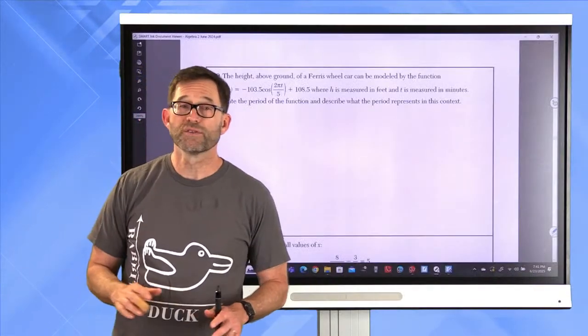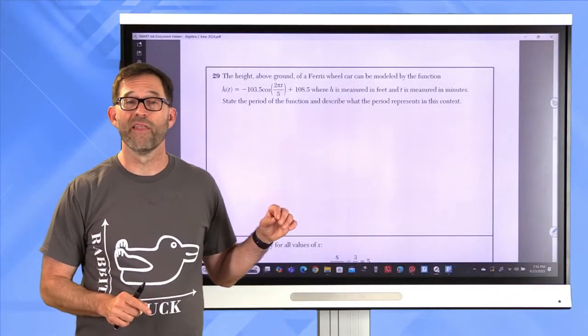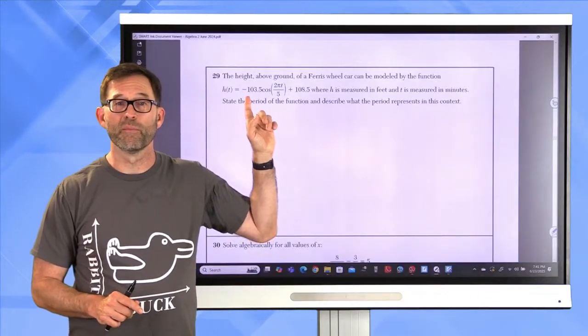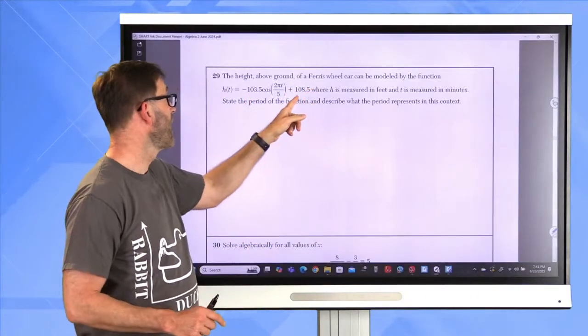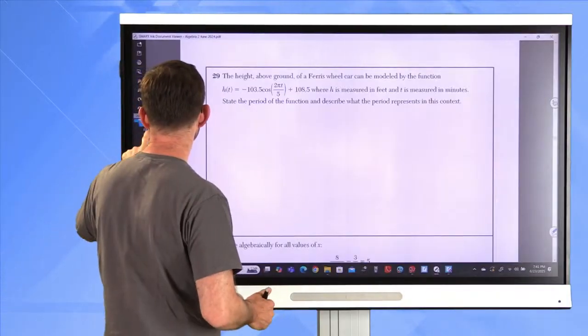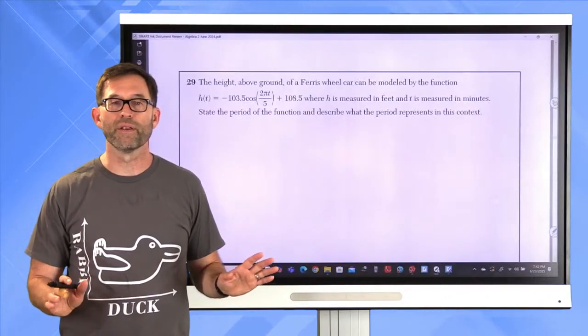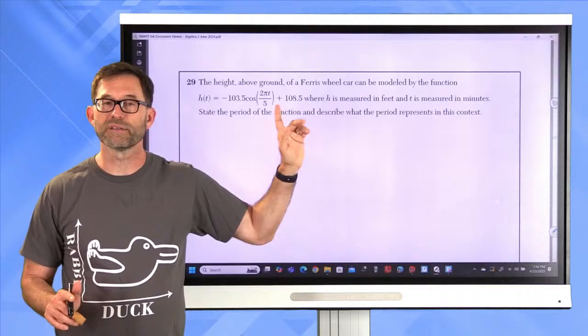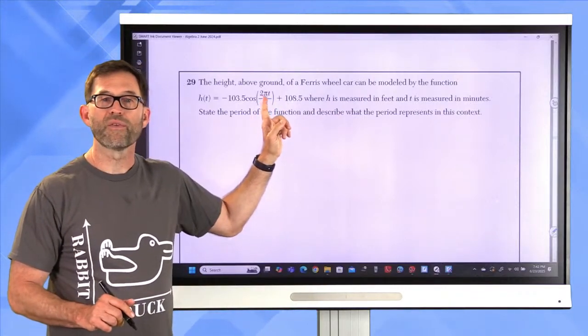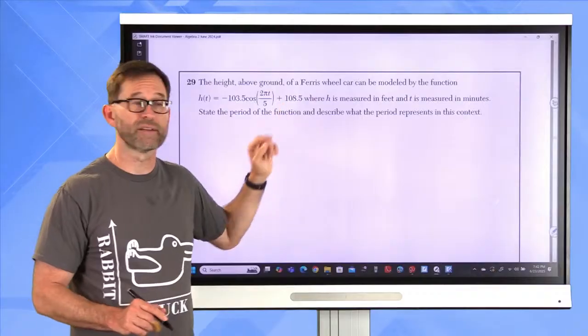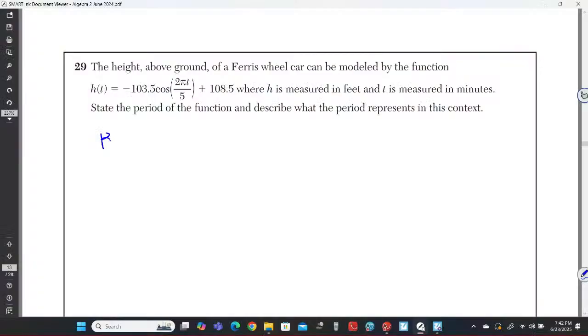All right, great. So there is a lot going on in this problem that doesn't matter. The negative 103.5, this 108.5. I'm going to make this thing fit my width so I can see it a little bit better. There we go. Nice. None of that is relevant. We just want to know what the period is. Now, in the function, right, we've got a 2 pi over 5 that's multiplying t. And that's what's known as the frequency. So I typically use the letter B as frequency is 2 pi over 5.